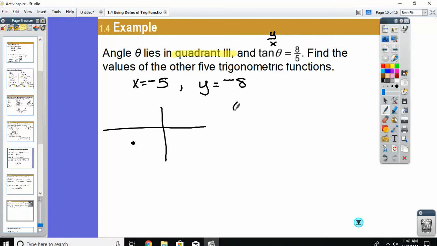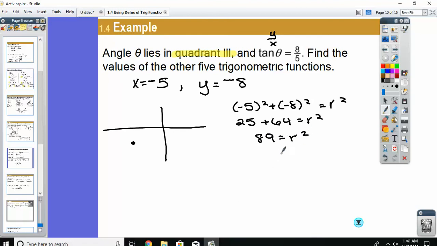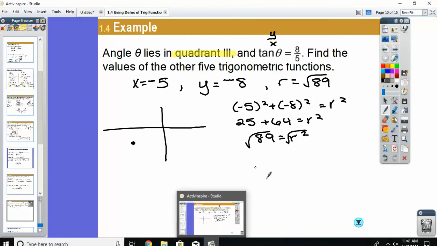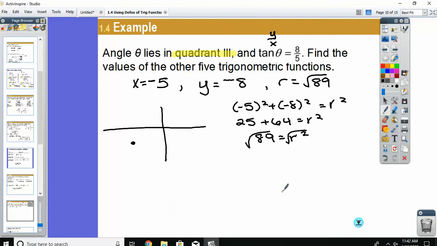Okay, now we can find our r. X squared plus y squared equals r squared. It doesn't work out perfectly. 89 is not a perfect square. Is it divisible by any perfect squares? No, so we're just going to leave it as radical 89. Okay, now you have x, y, and r, and you can do your 6 trig functions.